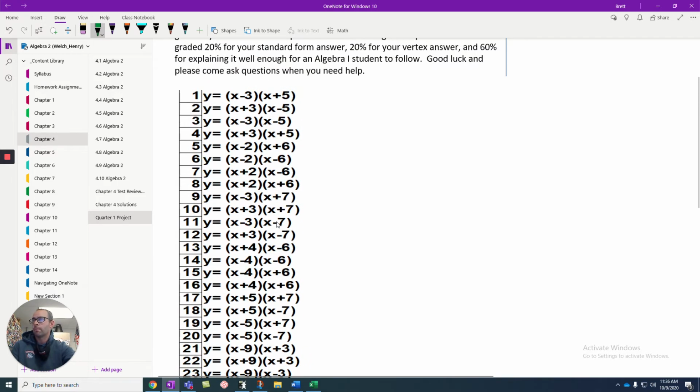That's step one. So let's say we pick our equation. For mine, I'm going to just build a new one that nobody will use. I'm going to say mine is y equals x minus 5 times x plus 9.